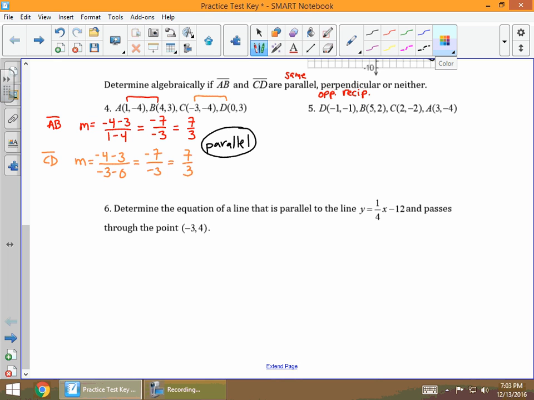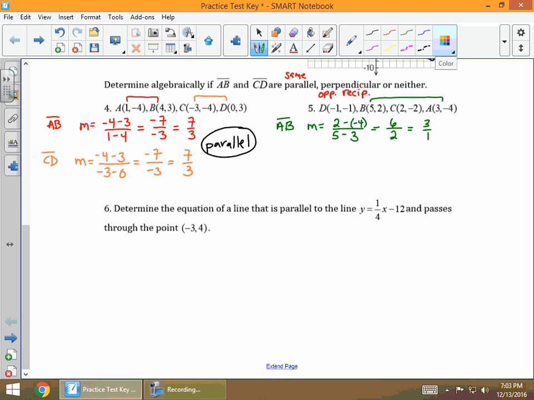All right, for number 5, I'm going to do the same thing. I'm going to start with AB. You'll notice that A and B, as I look at my 2 points, they're way out here now. So my slope, again, my y values, 2 minus -4. And then my x values are 5 minus 3. 2 minus -4 is the same as 2 plus 4, which is 6. 5 minus 3 is 2. That reduces to 3/1.